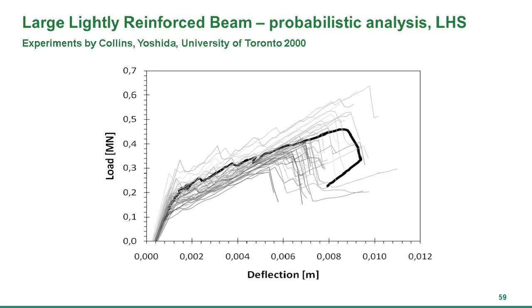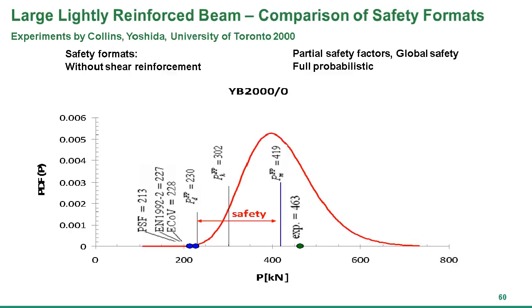But there exist some smarter Monte Carlo methods, so-called stratified methods, which can limit the number of necessary analyses. But still, in the simplest case, at least 30 nonlinear analyses are necessary.